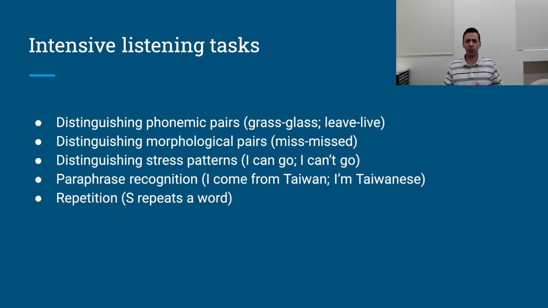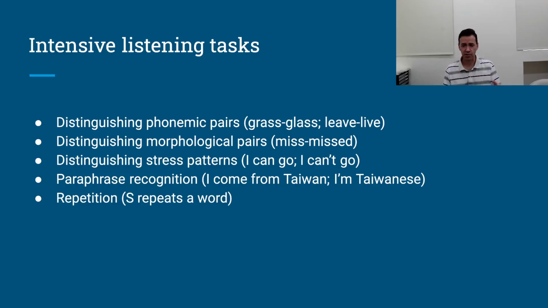Okay, so here's some examples just based on the different types. I'm not going to go through each one. These are for your reference. I'll just talk about maybe the first couple. So remember, intensive listening. If you forget, go back and look at what the definition is for that. But a couple examples is you can do distinguishing phonemic pairs, like the teacher says, or you hear an audio track that says grass, and they have to circle grass. If they hear glass, they circle glass.